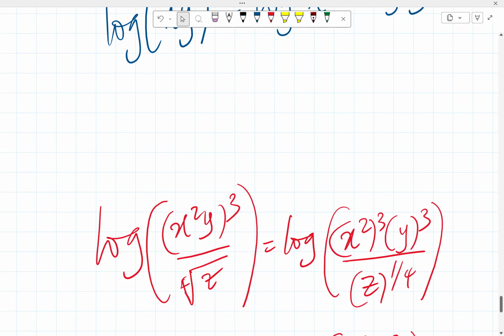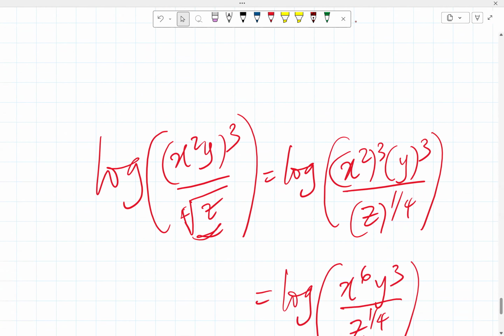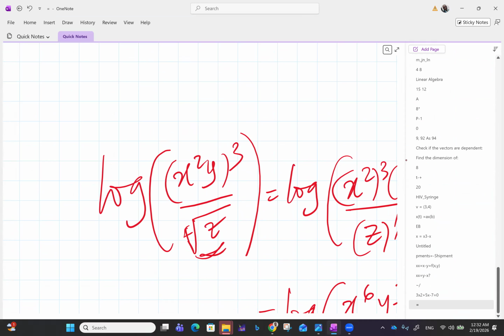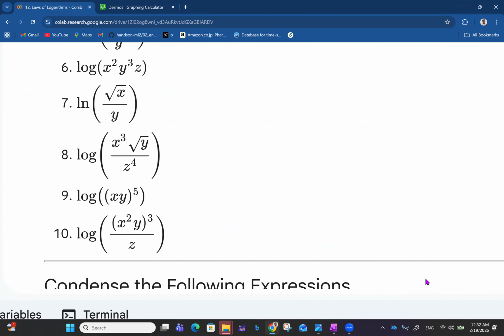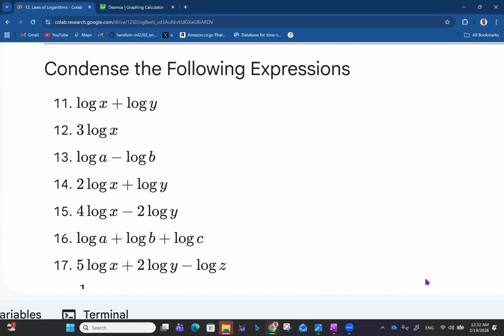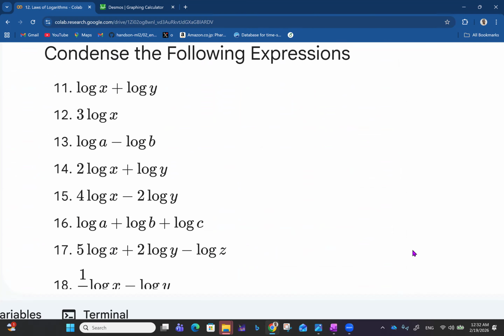So mind you, I adjusted this from the original problem. Okay, so I'll take another question from the last 20. Condense the following expressions. We have log x plus log y. Of course, that will just be log xy. 3 log x is just log x cubed. Log a minus log b is log a over b.